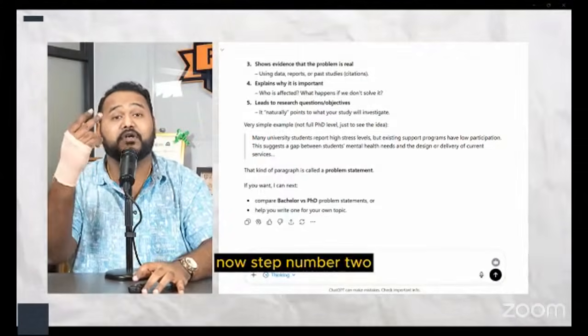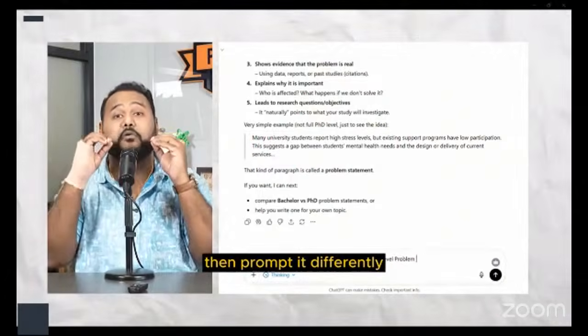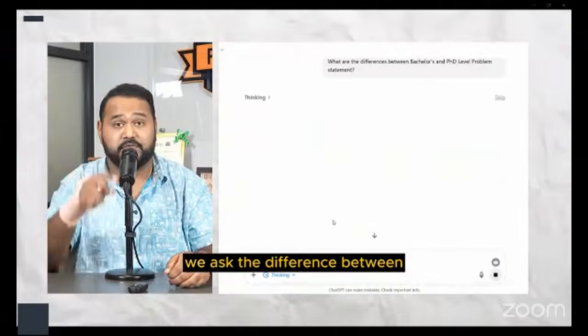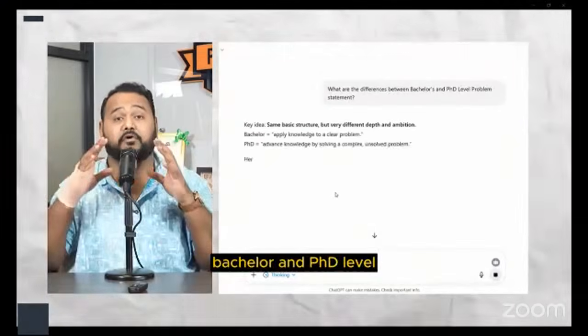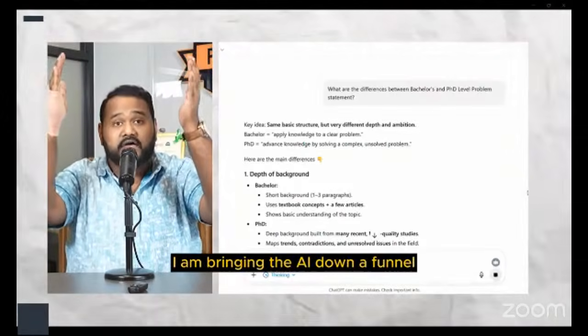Now, step number 2. If you need it for bachelor's or PhD, then prompt it differently. You can look at it here. For example, here we ask the difference between a bachelor and PhD level problem statement. So basically what I'm doing here is bringing the AI down a funnel.